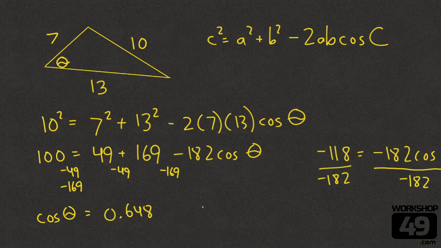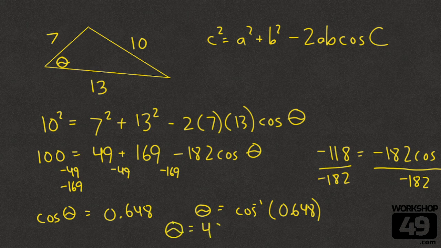To finish this off, you're going to have to use the inverse cos. Theta is equal to the inverse cos of 0.648, bringing us home our final answer. Theta equals 49.6 degrees. And that is how we can use the law of cosines in order to solve an unknown angle when we know all three sides.